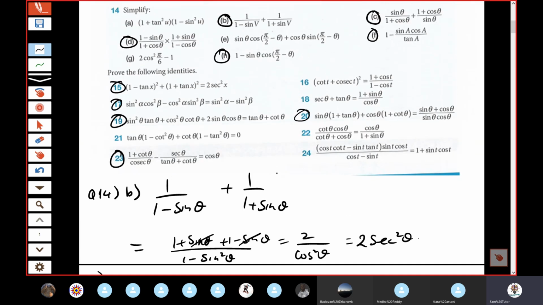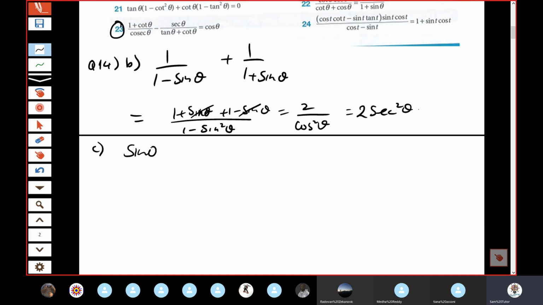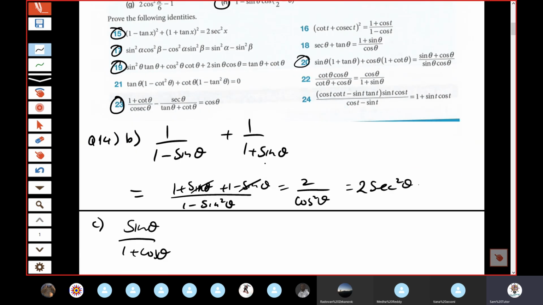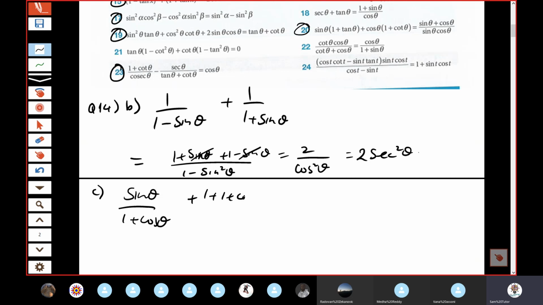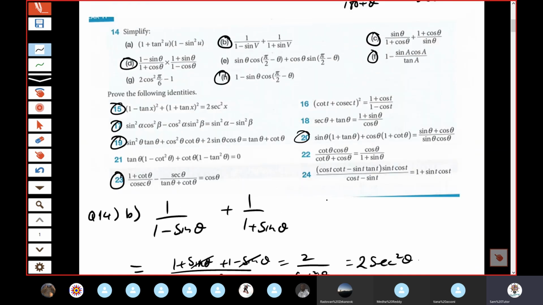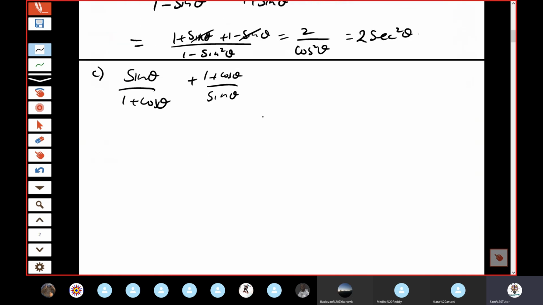C. Sine over 1 plus cos plus, sorry, plus 1 plus cos on sine, right? Yes. Okay, what do we do? Common denominator again. What's missing? Missing a sine.